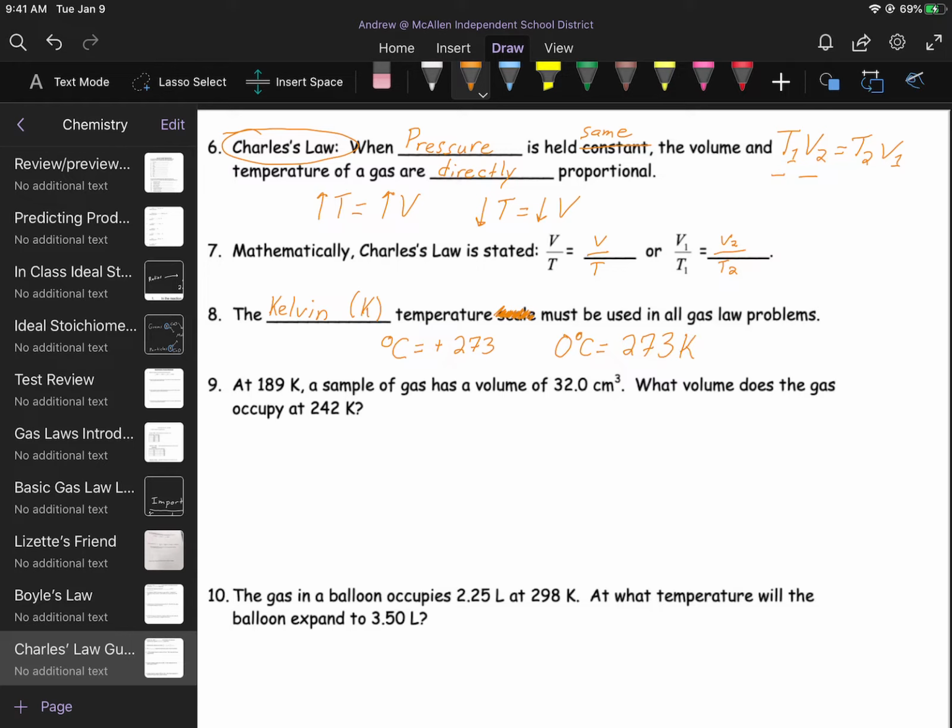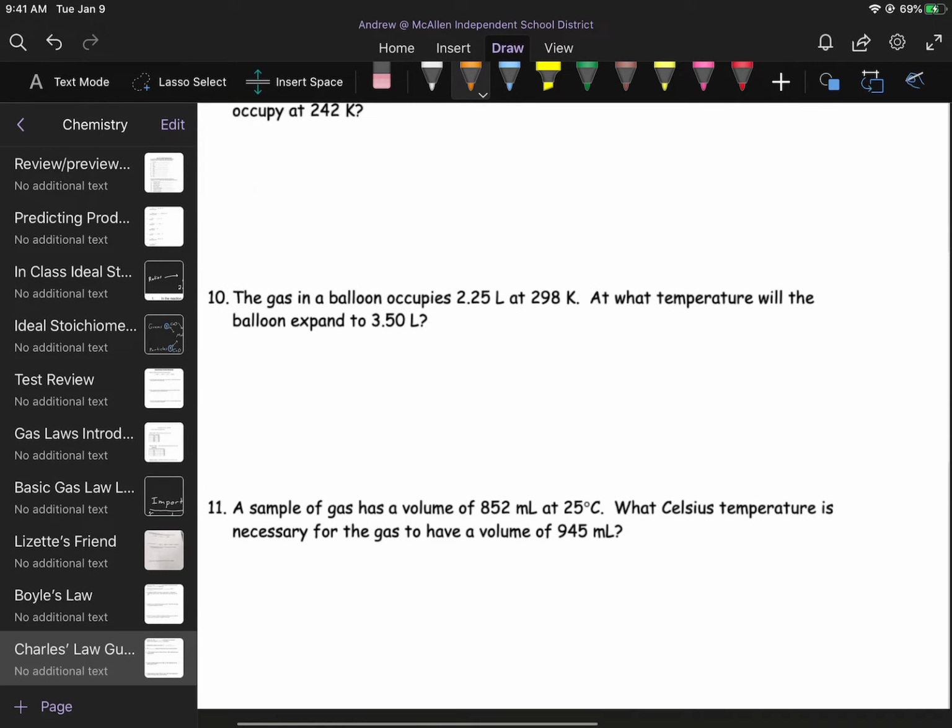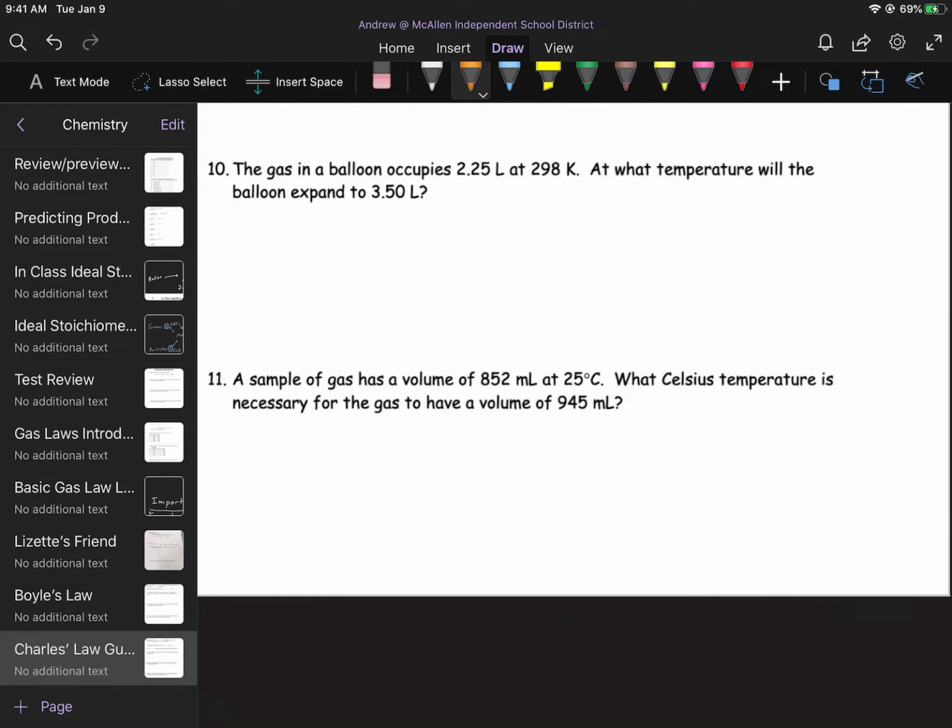Now, Celsius has a degree symbol. Kelvin does not, because it's not a scale. If you put it there, I'm not going to take points off, but if you want to be right, don't put degrees. So it's just Celsius plus 273 equals Kelvin. Pretty easy. So let's work through two problems, and number 11 will be for you guys.